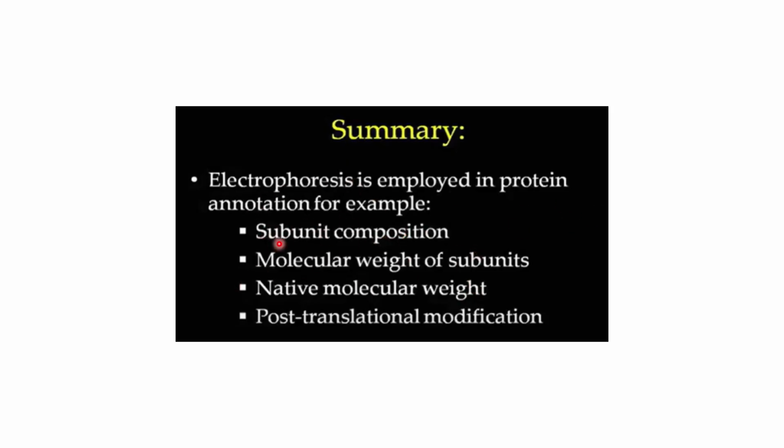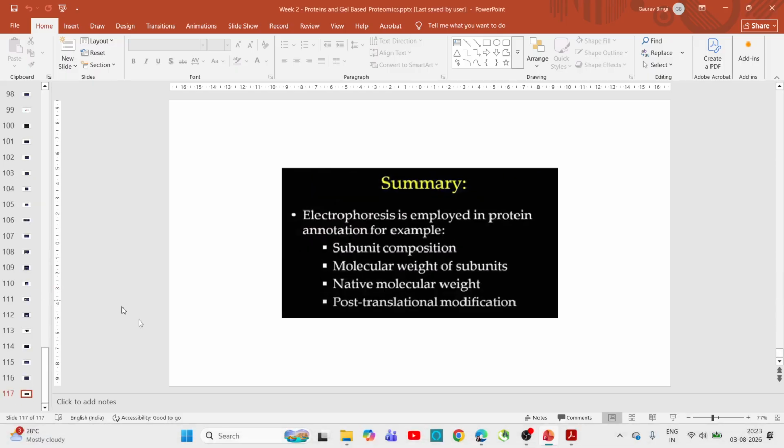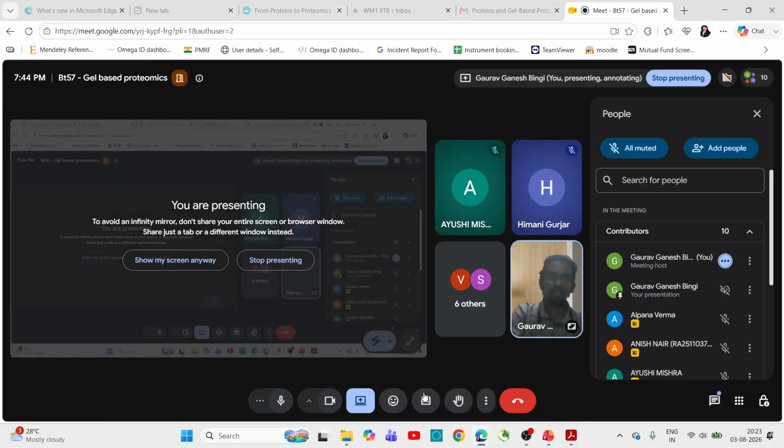So this is the overall summary of the fifth part of the lecture. You can find the molecular weight of the subunit, native molecular weight, and post-translational modification. If anything is there, you can use electrophoresis and understand that. That's what the sir talked about in his 5 lectures.